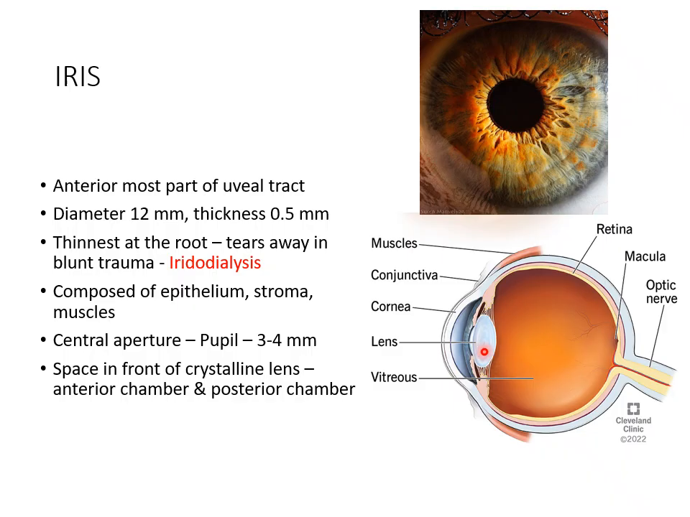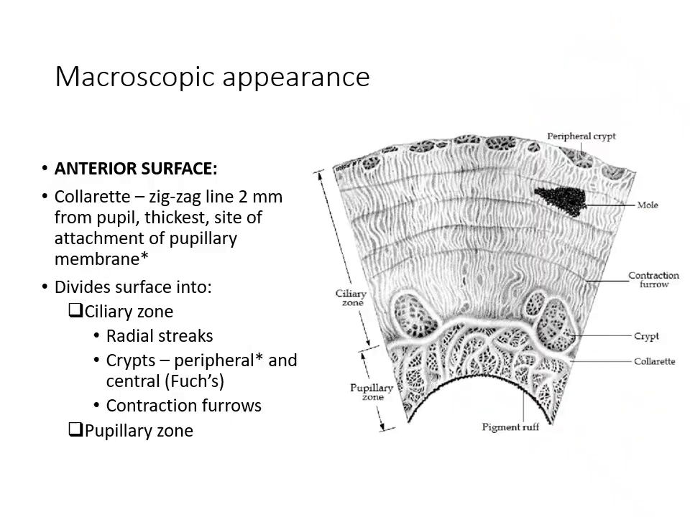Now this is the crystalline lens. The space in front of the crystalline lens is the anterior chamber, and this thin space that you see behind the iris and in front of the lens is the posterior chamber. And this is the anterior segment, and this is the posterior segment. Please do not confuse between the two.